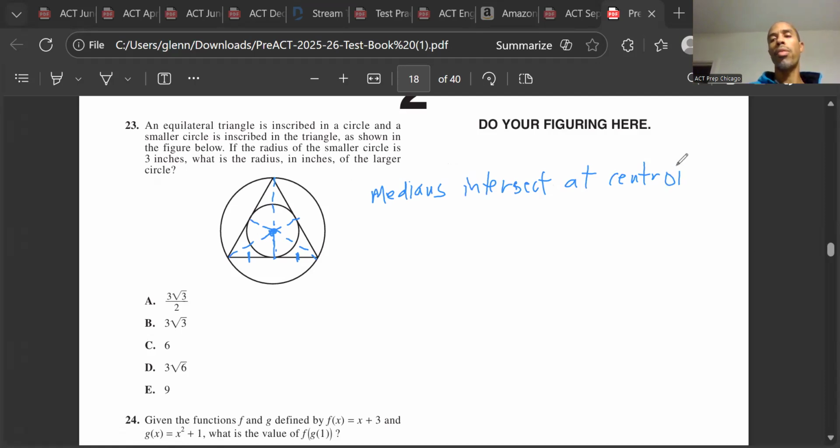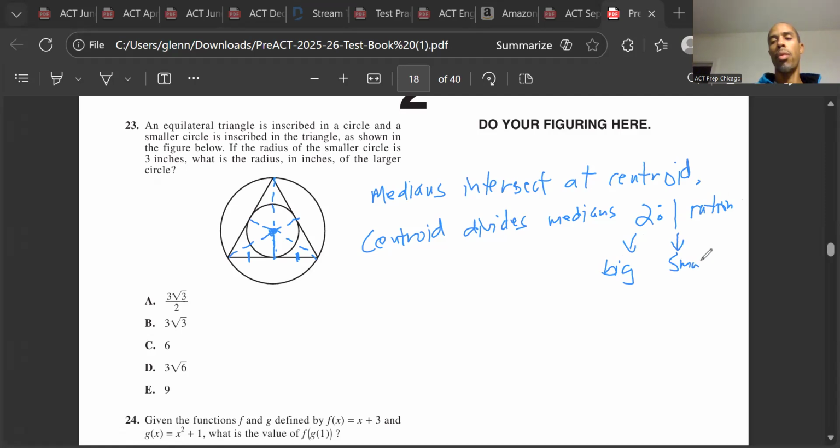But what does it do? The centroid divides medians into what? A 2-to-1 ratio, right? Okay. That means my biggest part is going to be what? Twice as big as my what? Small. Okay. Now, again, these are medians, but also this part of the median from the circle.